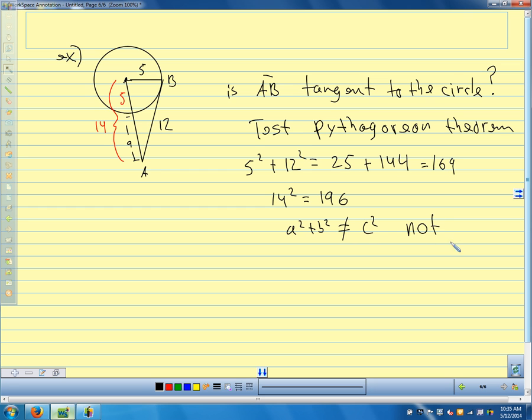So it's not tangent, because that does not make a 90-degree angle. If it were a tangent to the circle, that would make a 90-degree angle, and the Pythagorean theorem would work for that triangle. Kind of like the last problem, just working it backwards. All right, questions there?